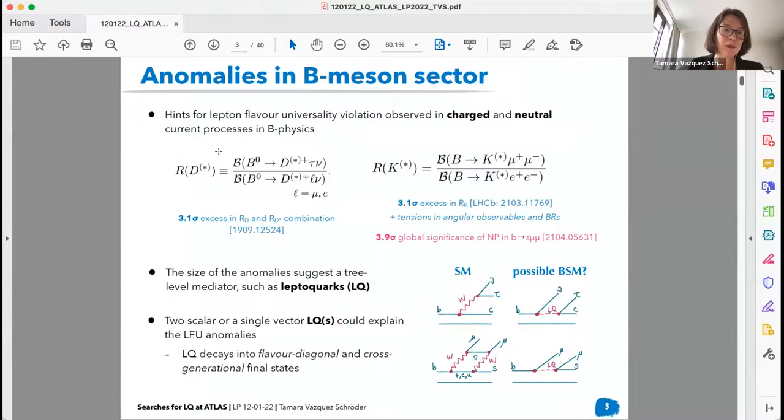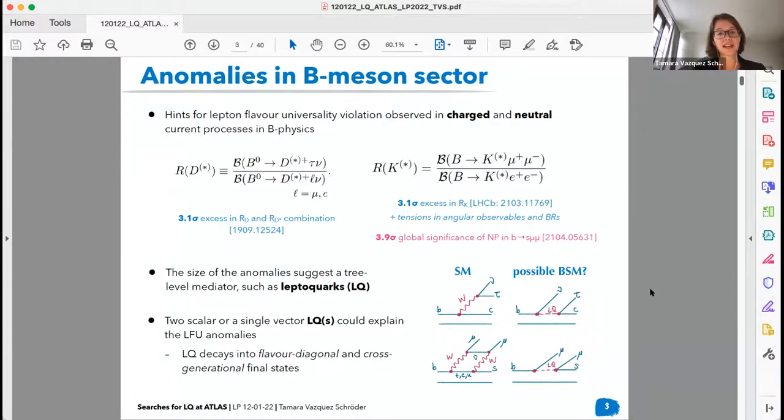There are many observables where these tensions are observed, but I highlight here the well-known RD star and RK star, where we compare the ratio of branching ratios of B decays, either taus versus light leptons or muons versus electrons. Here we see tensions at the level of 3.1 sigma with respect to the standard model. If we assume there is new physics behind these tensions, the size of the anomaly seems to suggest a tree-level mediator, where leptoquarks seem to be one of the favorite candidates. You see here on the right-hand side the equivalent Feynman diagram with a leptoquark mediator compared to the standard model one that would explain precisely these two processes.